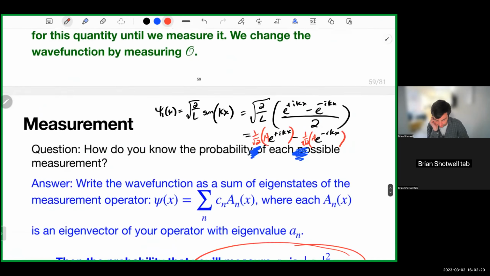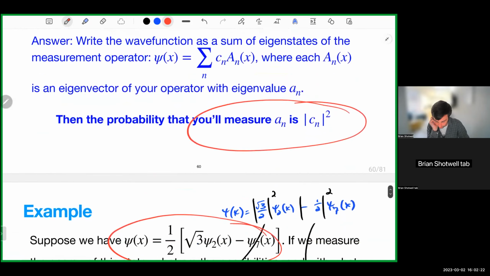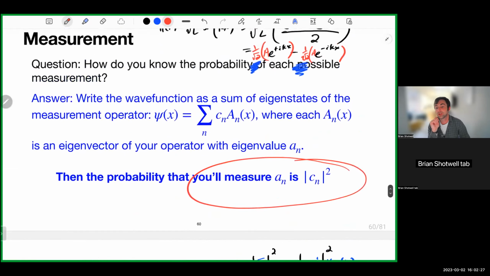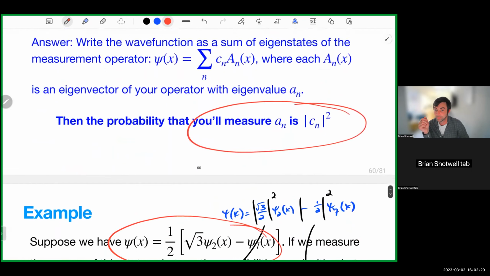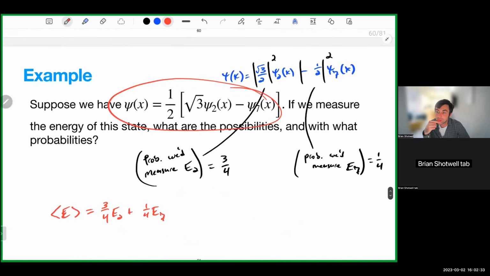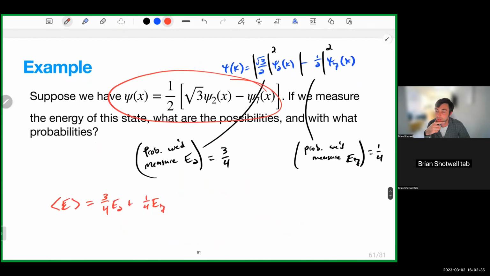That's the gist of it. And it's the coefficient squared, when you write your wave function in terms of the eigenstates of your measurement operator, that tells you the probability. That's the key here. I think just going by this example and applying it is enough to do your homework problem.